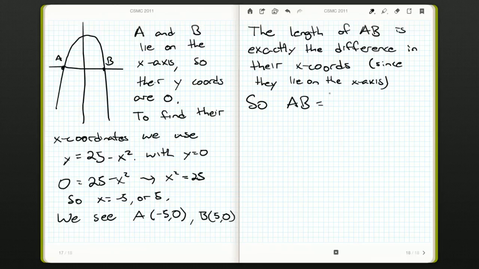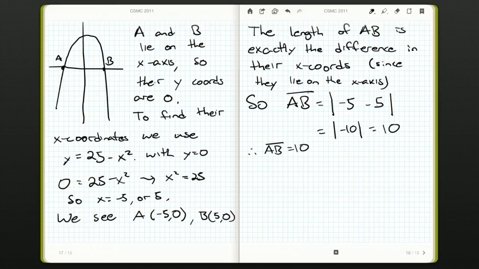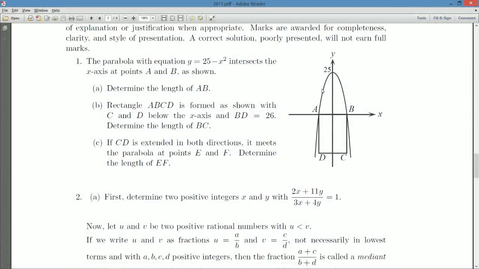So AB, and we're going to use the absolute value bars, it's going to be minus 5, the x-coordinate of A, minus the x-coordinate of B, which is 5. So that's the absolute value of negative 10, which is 10. So the length of AB is 10. All right, and that's all we were asked for in part A. Determine the length AB. Fantastic. So we know that this distance here is 10.